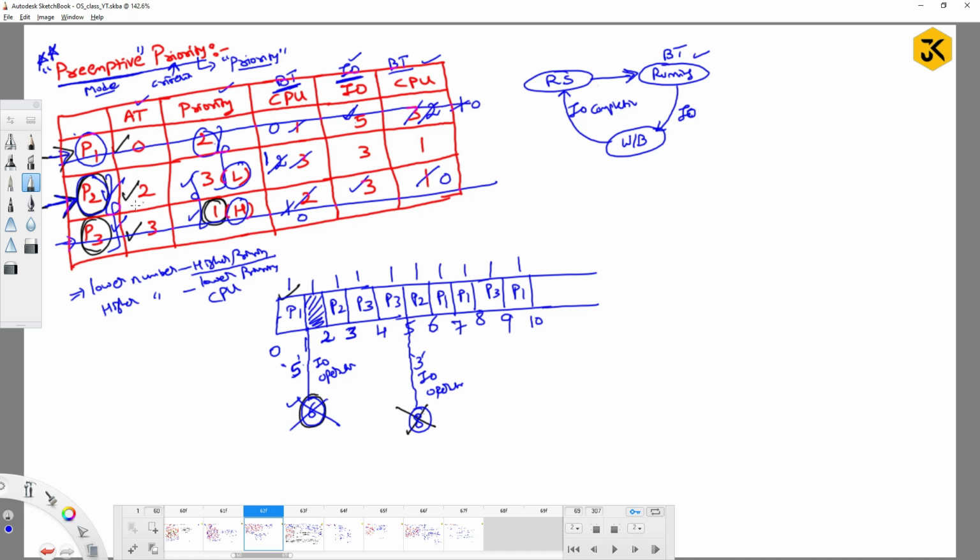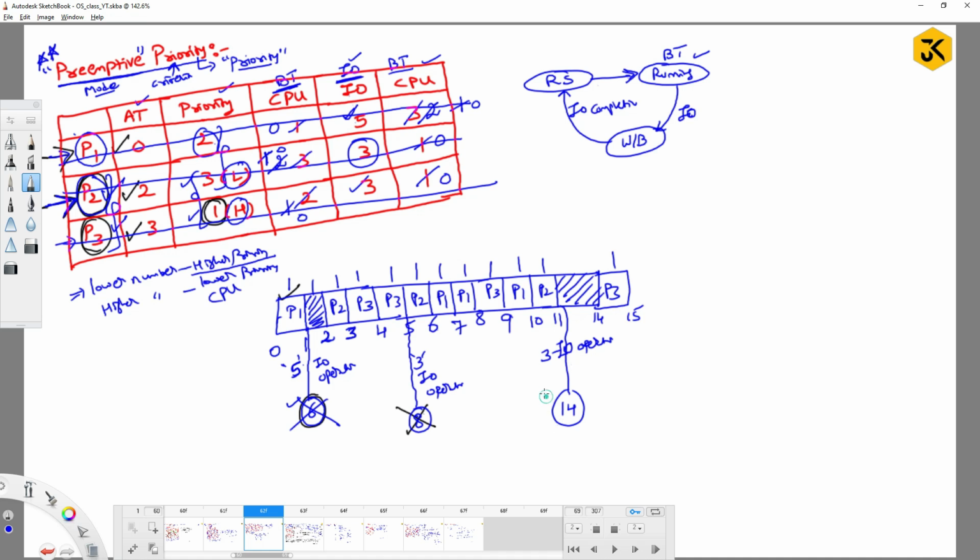As P1 is completed, P2 was left, so I can give chance to P2 for 1 unit of time, done by 11. Then it will go for IO operation, which means it will go for 3 units of IO operation. As done by 3 units of IO operation, it will come back by what time? 14. So as they are left with only one operation, it will come back by 14 and it will be done with the 1 unit of IO operation. That means P3, then it will complete by 15.